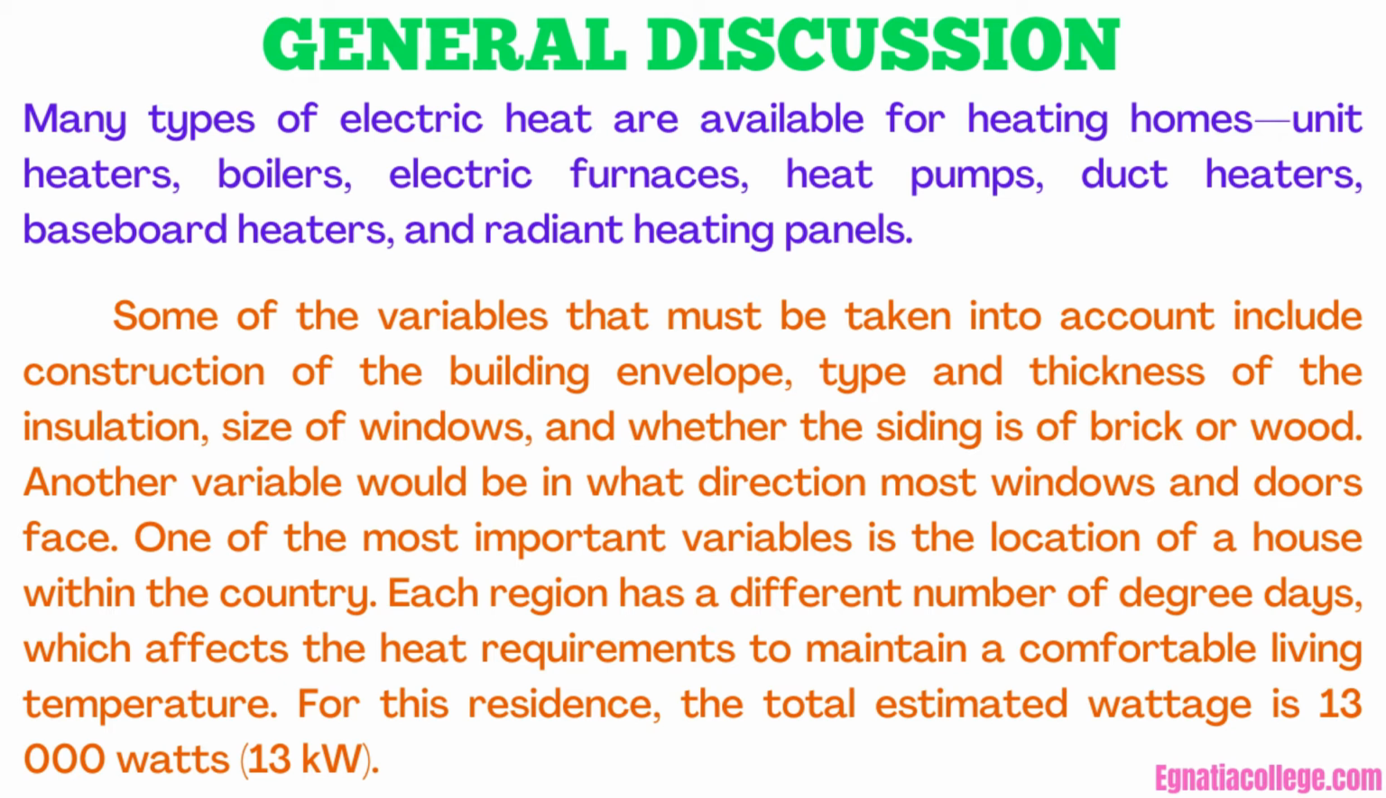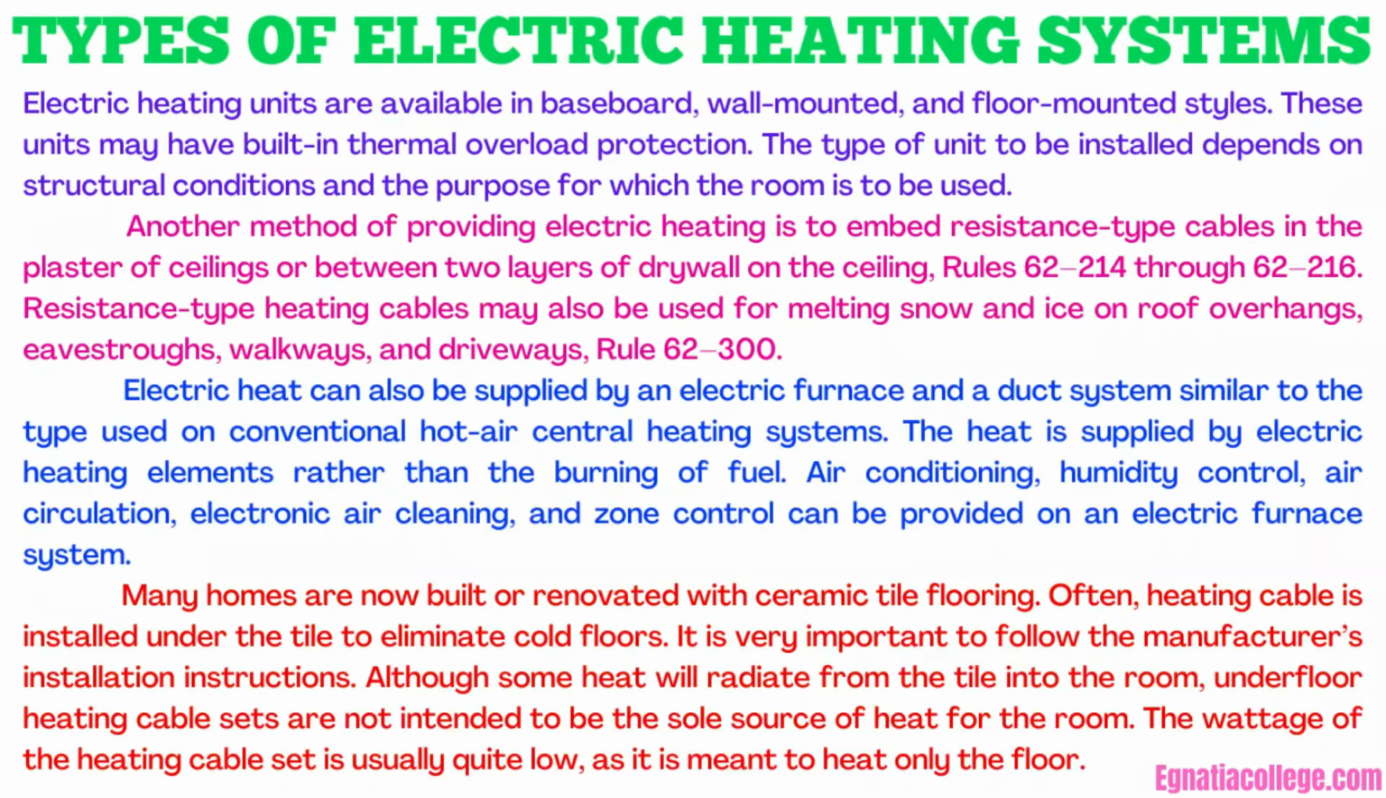One of the most important variables is the location of a house within the country. Each region has a different number of degree days, which affects the heat requirements to maintain a comfortable living temperature. For this residence, the total estimated wattage is 13,000 watts, 13 kilowatts. Types of electric heating systems.